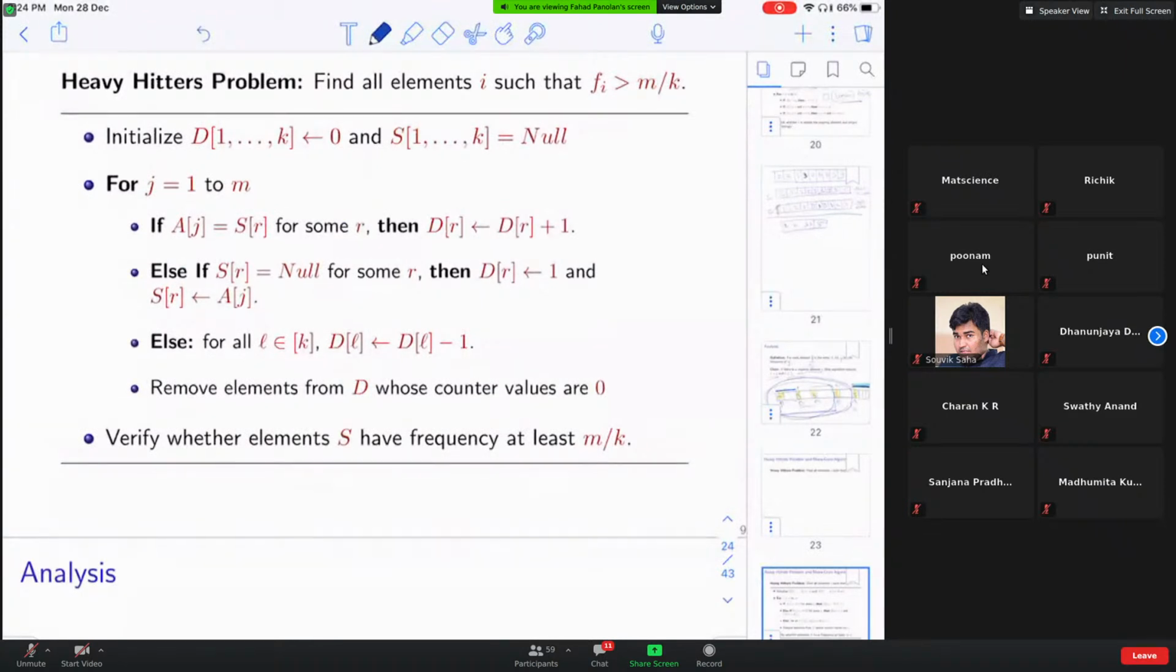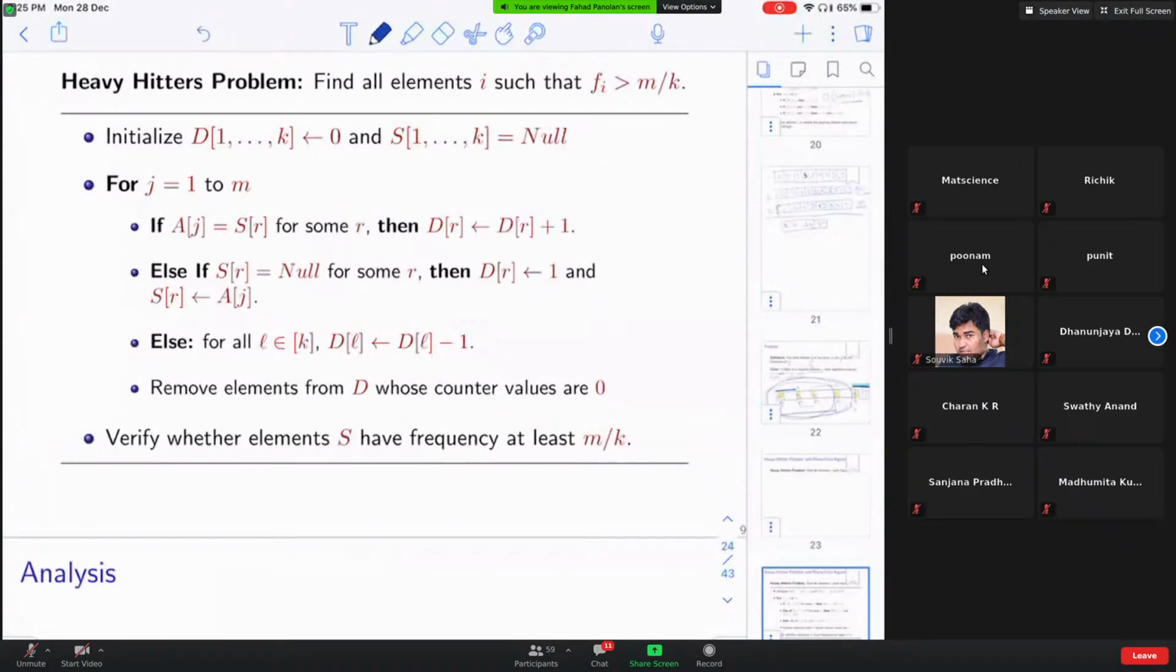So when a of j equal to s of r is a potential candidate solution, right? Then the corresponding counter, which is d of r, will be incremented. And if that is not the case, a of j is not stored as a potential candidate, but my current set of potential candidates is less than k, which means that I can afford to put one more. Okay, one more I can store in S. So I will assume that a of j is that candidate, and I will pick one location from this array S and store S of r equal to that value, and the counter will be 1.